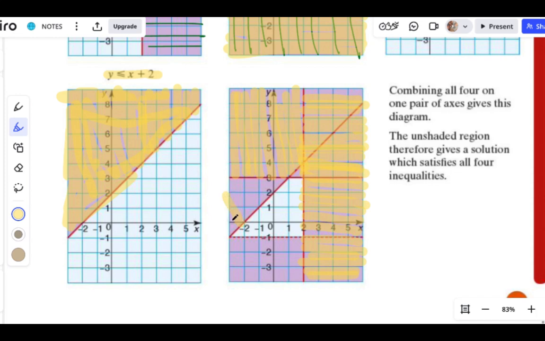For this line, we shade this way. This whole side, we shade it. Okay? Then for this one, this broken line, remember y is greater than minus 1. So we shade the lesser than side, the unwanted side. Now you see what remains.